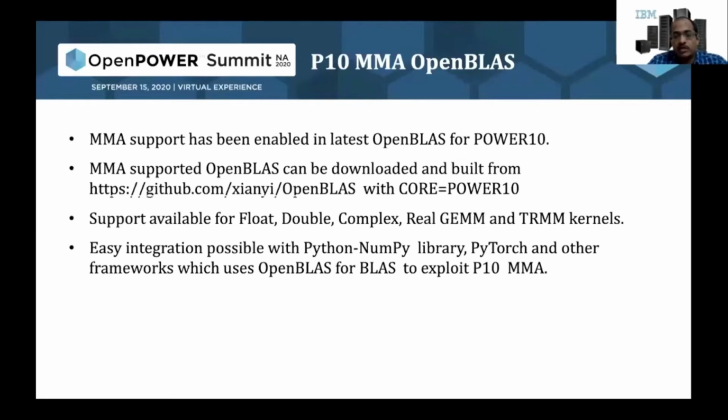Currently, support is available for float, double, complex, and real-type GEMM and TRMM kernels, which are triangular matrix multiplication. Using this OpenBLAS support, libraries like NumPy and frameworks like PyTorch can make use of the MMA in-core accelerator readily to optimize real-time machine learning applications and deep learning inference workloads. Easy integration is possible with any library or framework which can link to OpenBLAS for BLAS routines.